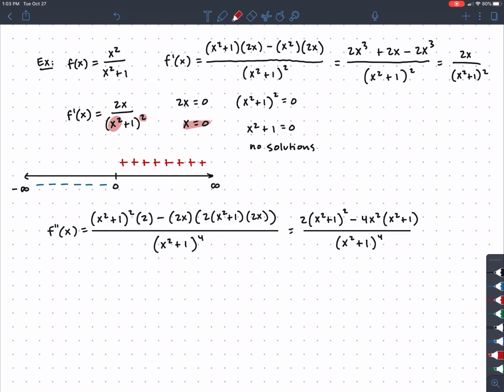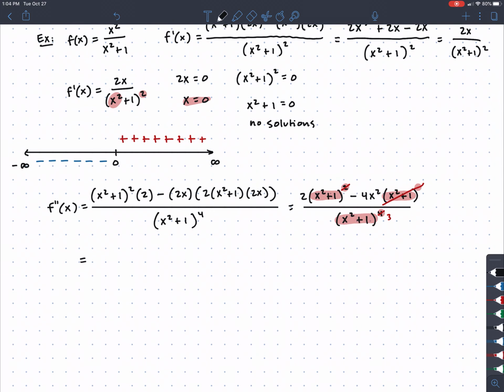So if you notice here, I have x squared plus 1 to the 4th, x squared plus 1 squared, and x squared plus 1 to the 1st power. So I can actually cancel out one of those, and one of those. And so now, my simplified derivative is going to be 2x squared plus 2 minus 4x squared. That is all over x squared plus 1 cubed.